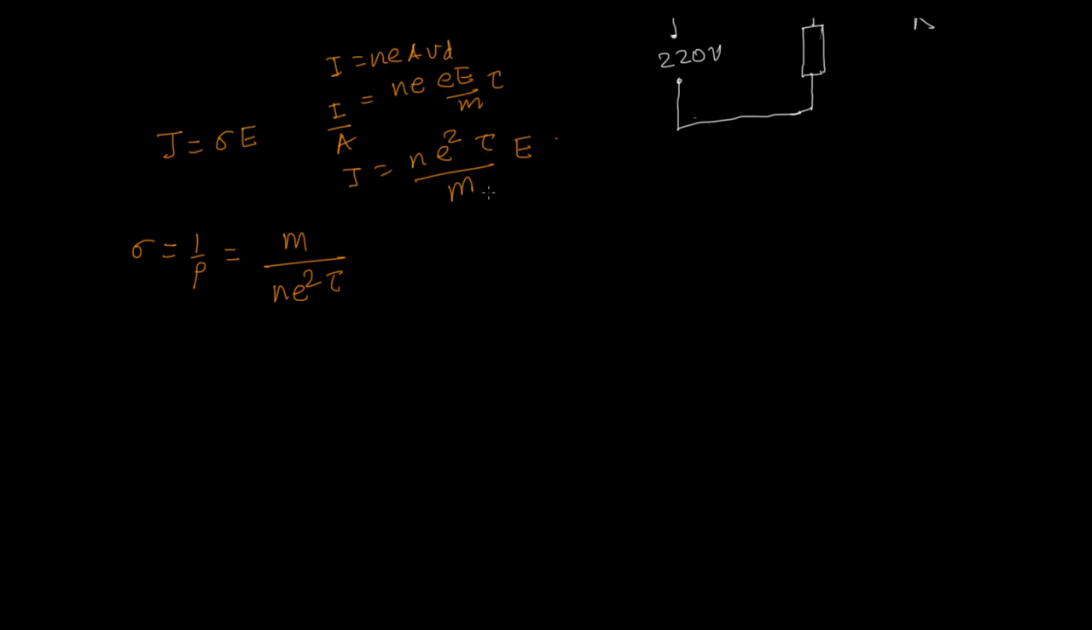So this is my conductivity, and this is equivalent to what? J is equal to sigma E. So I have my rho equal to 1 upon conductivity, and conductivity is this. This whole thing is my conductivity, so you take the reciprocal of that. So rho is m upon n e square tau. This is my resistivity.